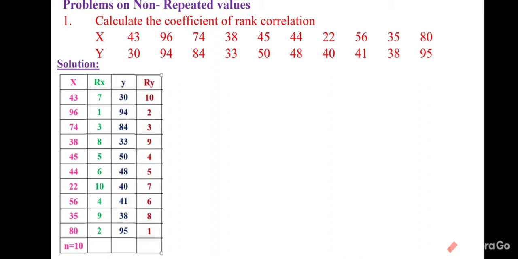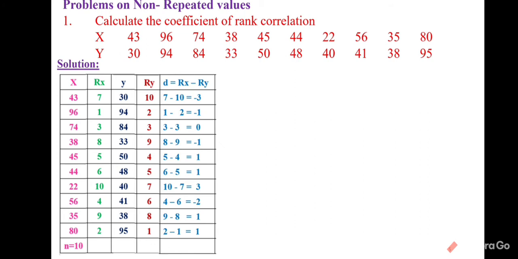After finding the rank value of x and the rank value of y, we can find the difference between rank x and rank y. We take the rank x and rank y columns and find the difference. 7 minus 10 is minus 3, 1 minus 2 is minus 1, 3 minus 3 is 0, 8 minus 9 is minus 1, 5 minus 4 is 1, 6 minus 5 is 1, 10 minus 7 is 3, 4 minus 6 is minus 2, 9 minus 8 is 1, 2 minus 1 is 1.